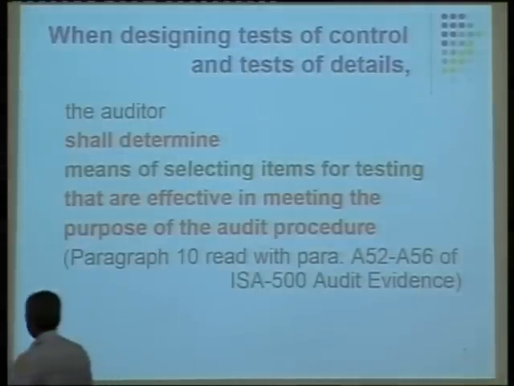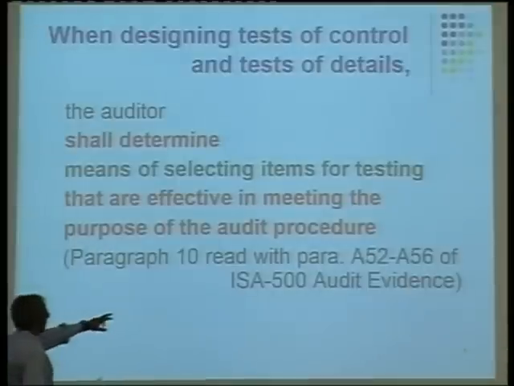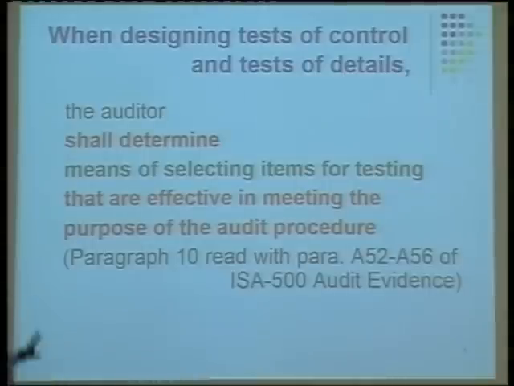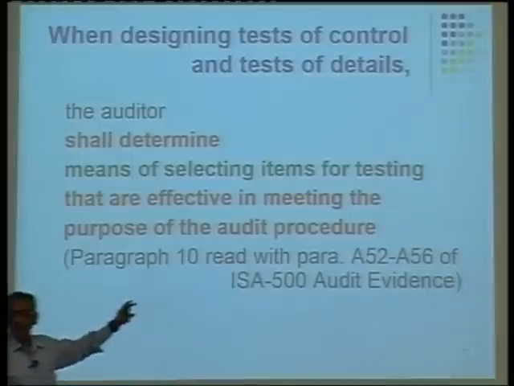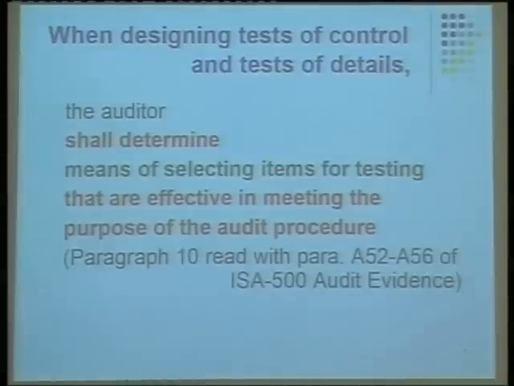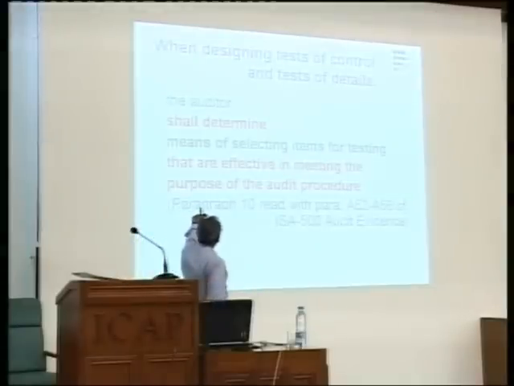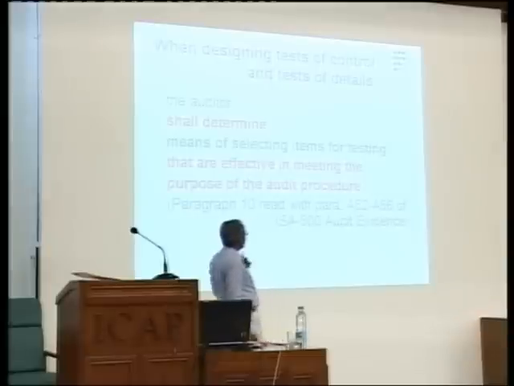As I was emphasizing, see the requirement of ISA 500 audit evidence. What is the requirement? We need to know. That is the reason I was saying that before ISA 530, we need to understand the requirement of ISA 500, because whatever we are doing under ISA 530 is for the purpose of ISA 500. So, means of selecting items for testing that are effective in meeting the purpose of audit procedures.